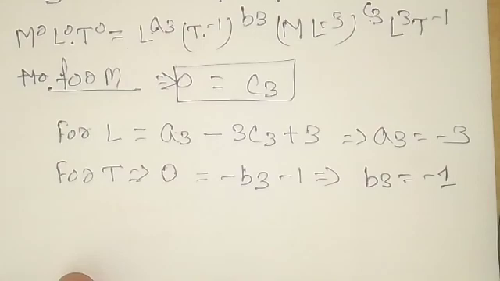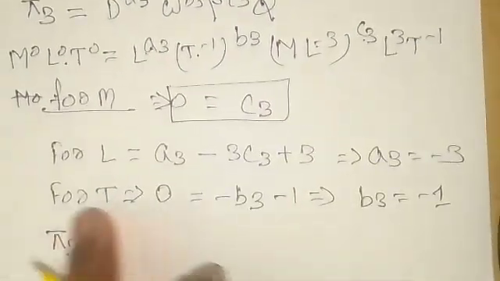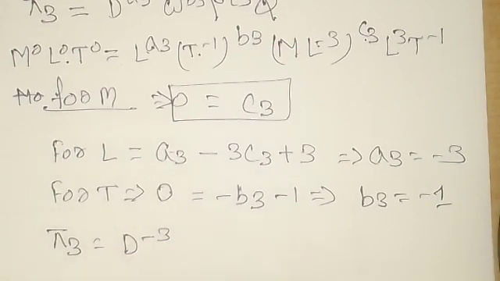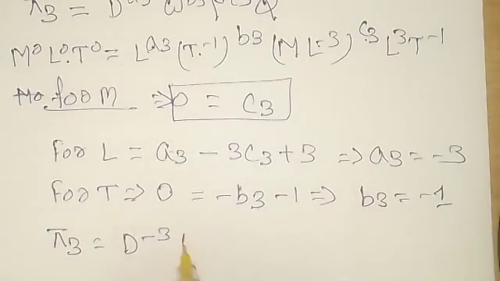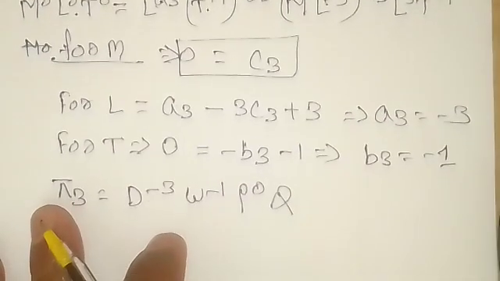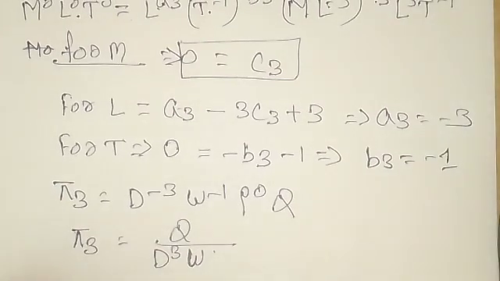Now we can find out the pi 3 terms. Pi 3 is equal to what we have written here, d to the a3, omega to the b3, rho to the c3, q. So a3 is minus 3, that is d to the power of minus 3, omega to the b3, that is omega minus 1, and rho to the c3, that is rho power 0, into q. So pi 3 is equal to q by d cube into omega. Okay, right. So now pi 1, pi 2, pi 3 terms we got.